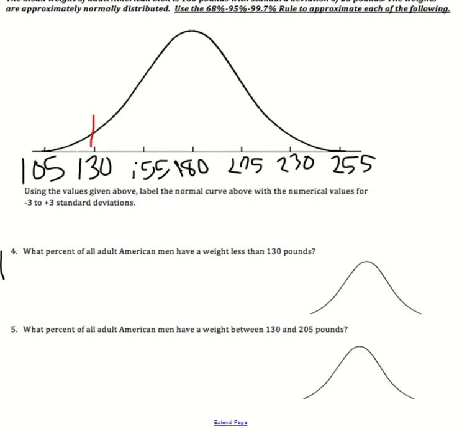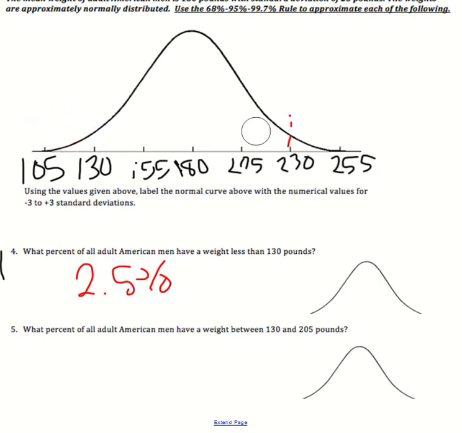Okay, so here's 130. 130 is 2 standard deviations away from the mean. And so if you look at those tail ends, that's going to be 5% of the data. But we only want half of that 5%. That must be 2.5%.